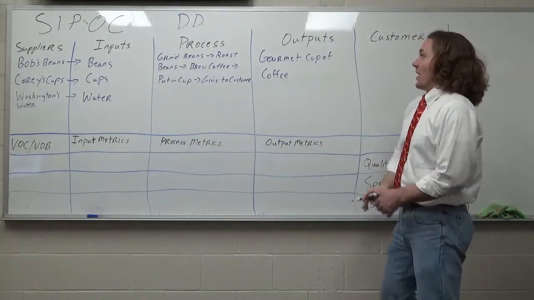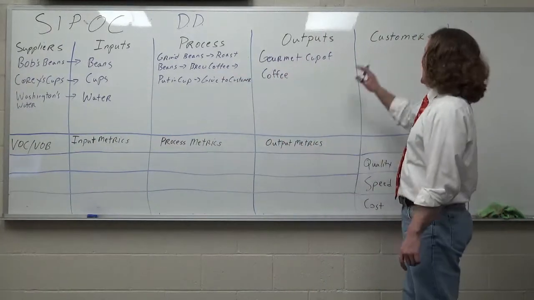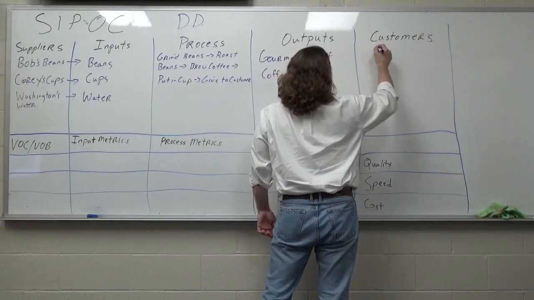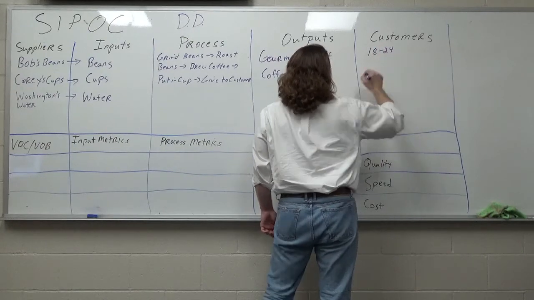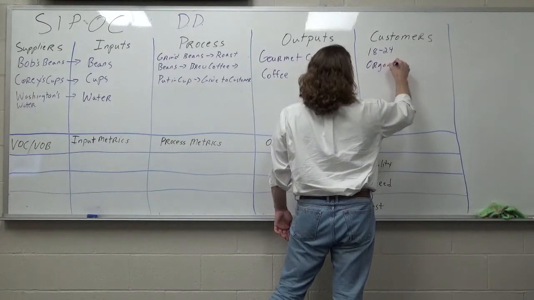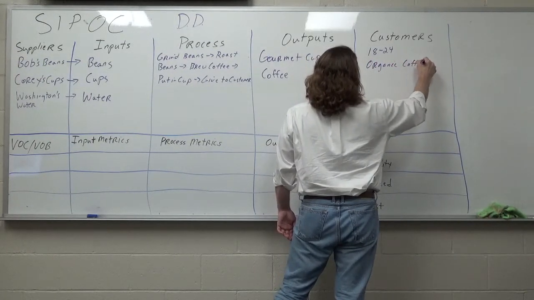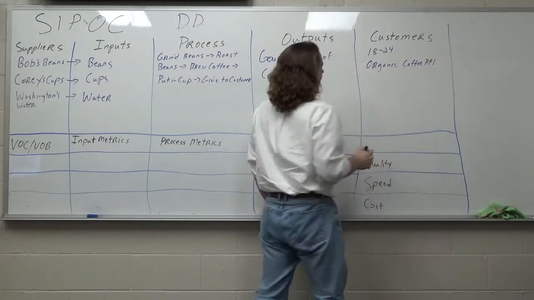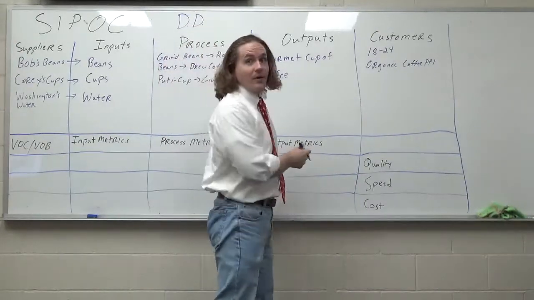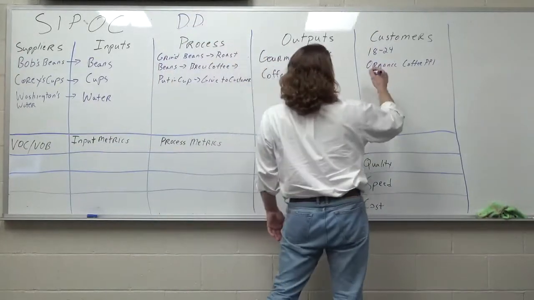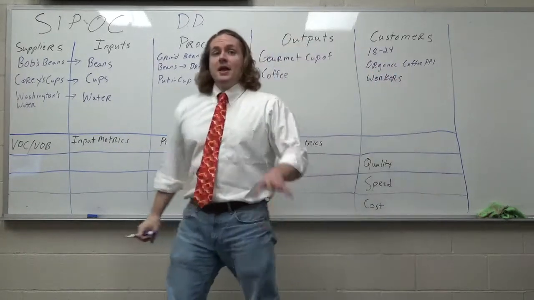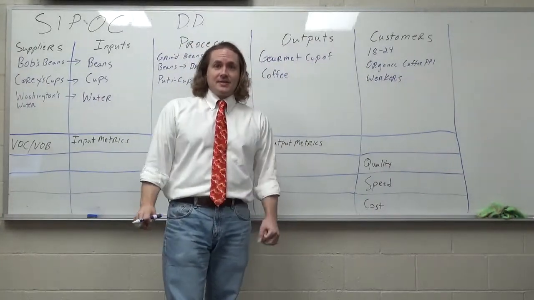Okay? So after we do all this process, this is what the final result is. And who are our customers? Well, let's say they are 18 to 24-year-olds, kind of like your college age. Organic coffee people. And people who need somewhere to work, because it's going to be one of those places like a regular coffee house where people are doing work and stuff like that, right? So, workers. Okay. Now what we've done is we've just filled out the top piece.